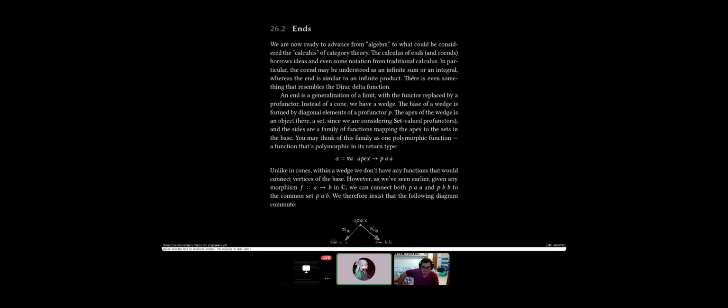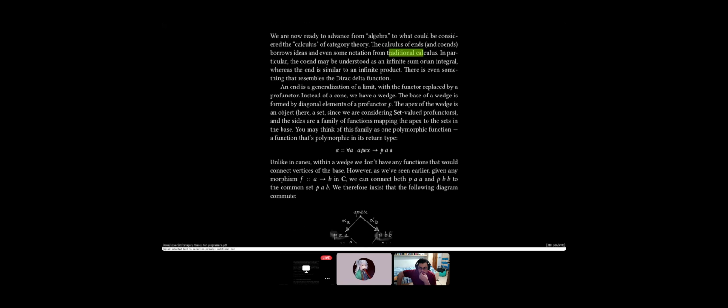Okay, let's finally go to ends. And we are now ready to advance from algebra to what could be considered the calculus of category theory. And this is a weird analogy, but okay. The calculus of ends and coends borrows ideas and even some notation from traditional calculus. In particular, the coends may be understood as an infinite sum or an integral, whereas the end is similar to an infinite product.